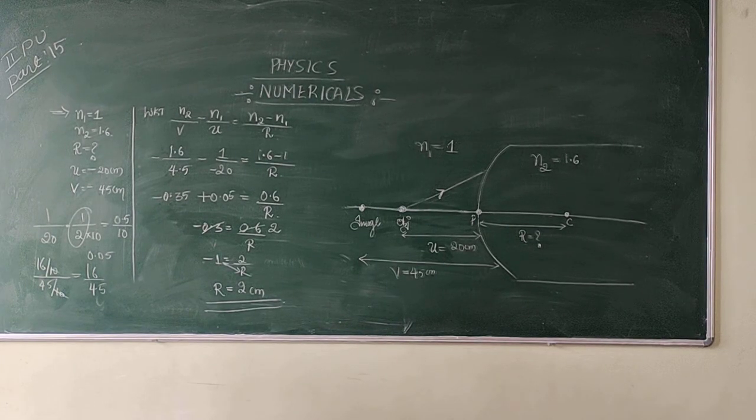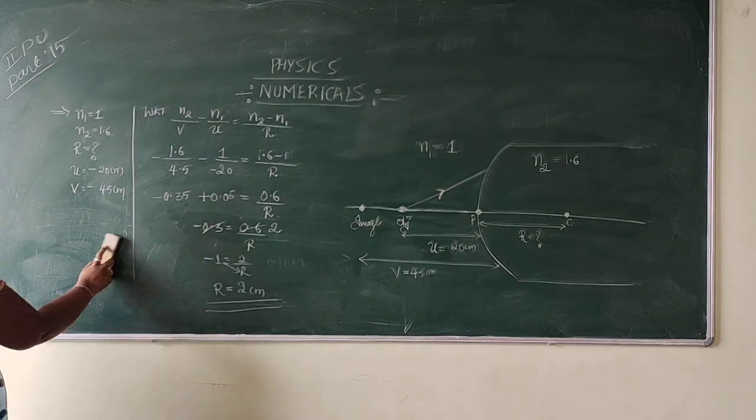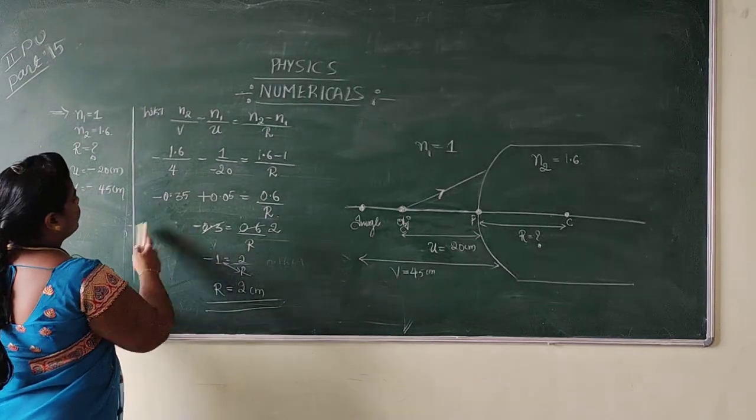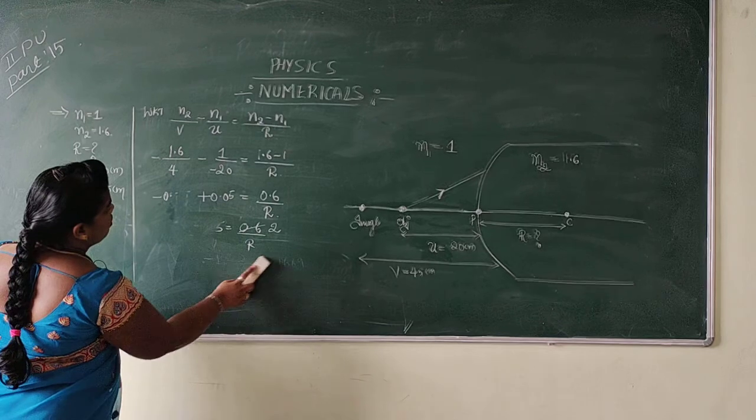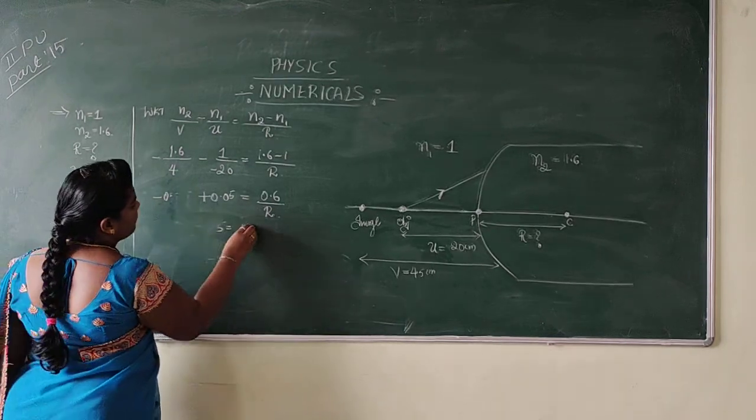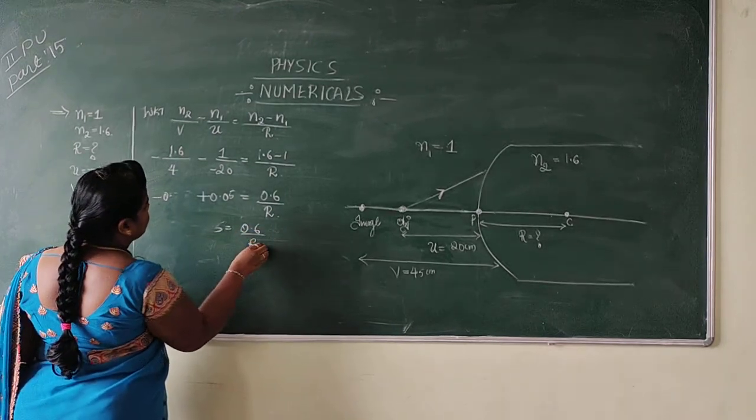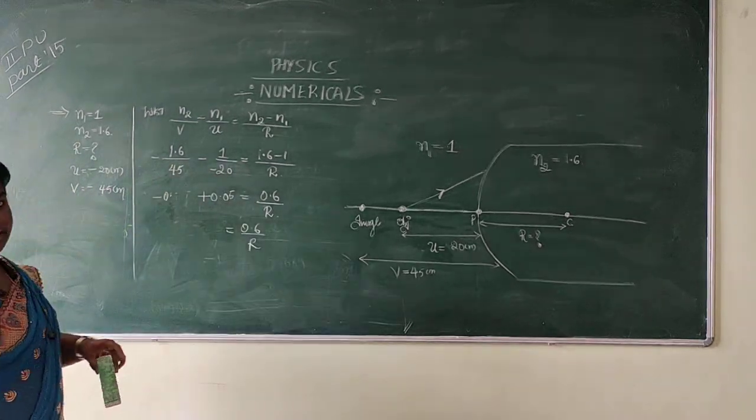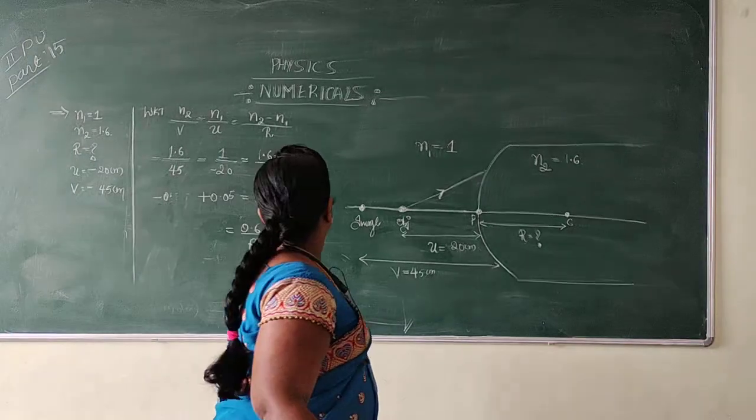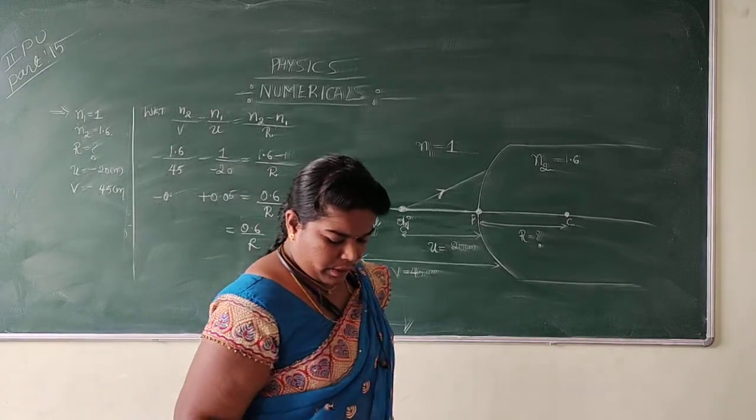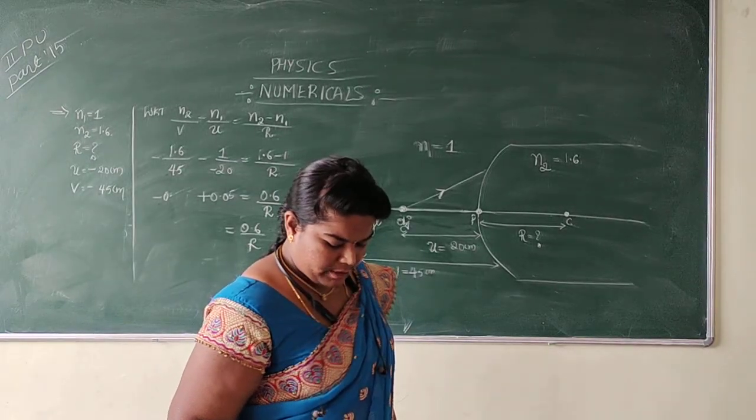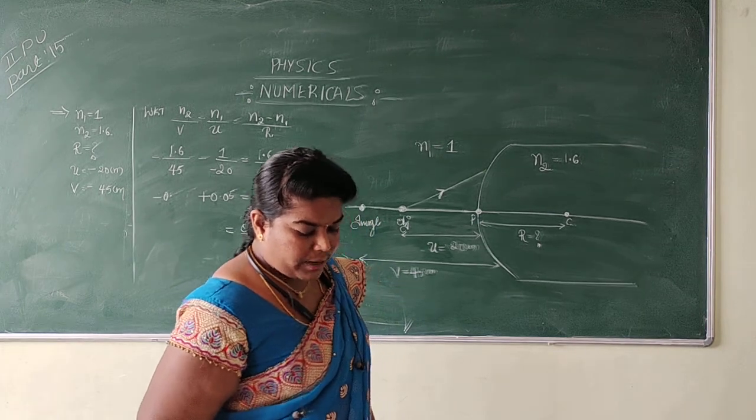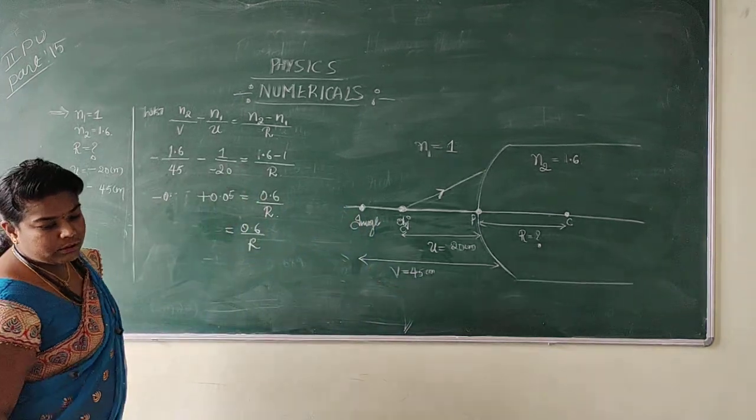My dear students, sorry, I made a mistake over here. It is not 4.5, right? Sorry, it is not 4.5. Yes, here it is 45 centimeter. So just divide 1.6 by 45. How much will you get? 1.6 by 45 is 0.035.